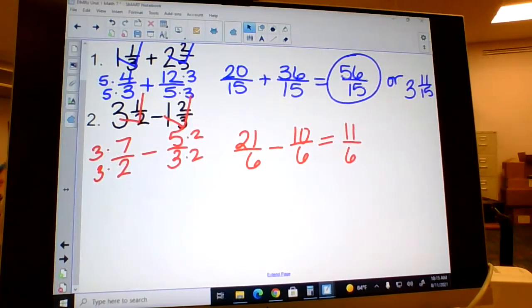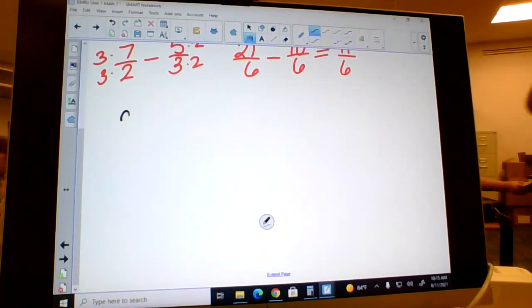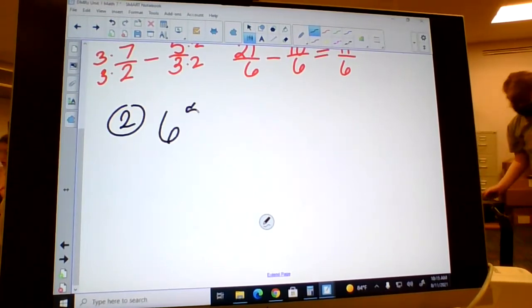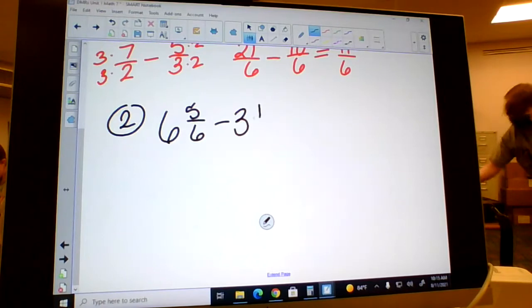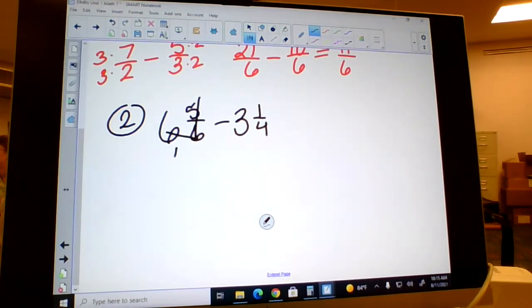Alright, question. Yep. Did anybody have any questions that you'd like me to talk about? Yep. Number 2. Alright, number 2 on that worksheet that we did. So 6 and 5/6 minus 3 and 1/4. Alright, so changing them to improper. 6 times 6 is? Plus 5? So 41 sixths, and then 3 times 4 is? 13 fourths.